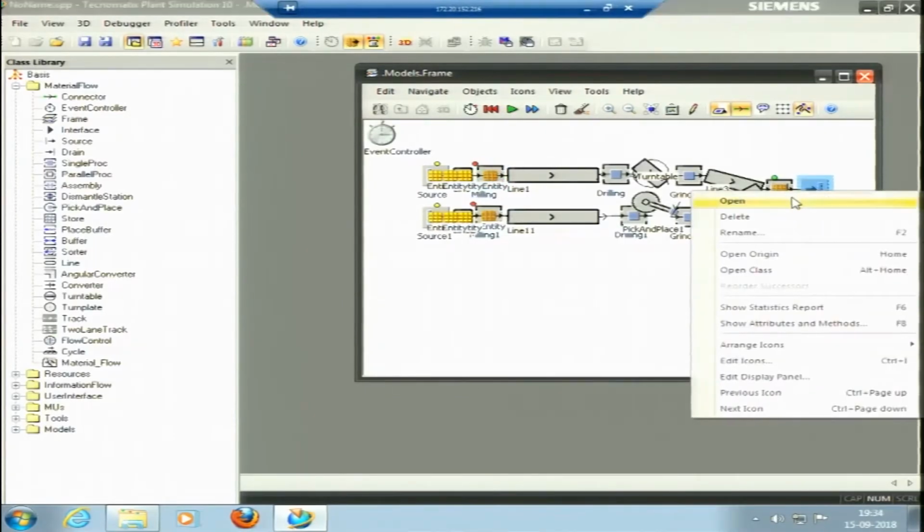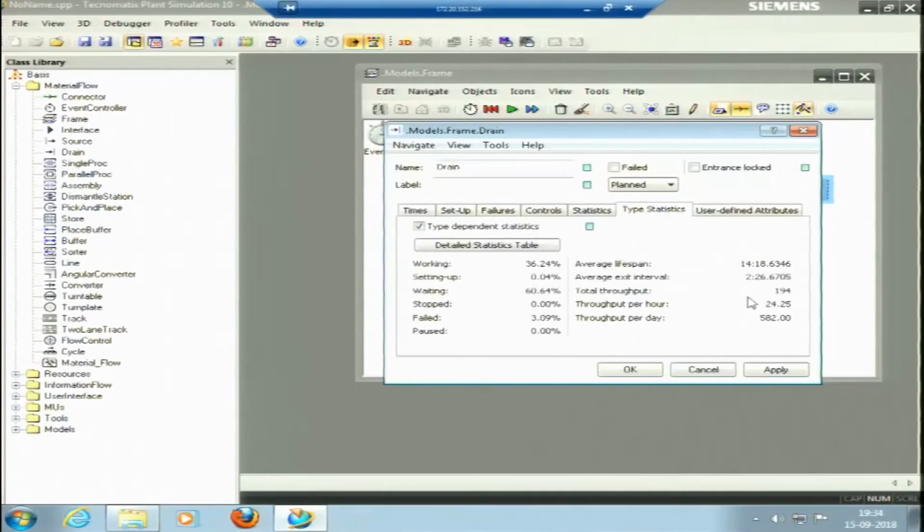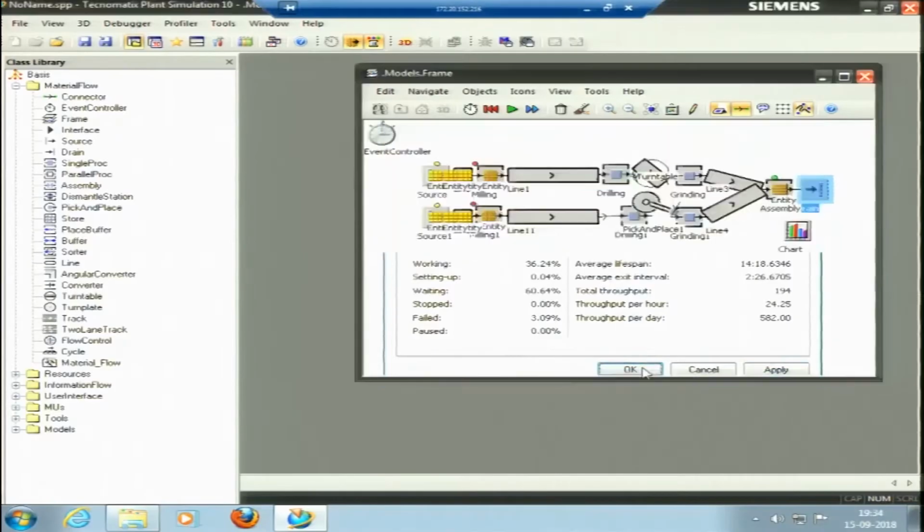Only in one line I have put some setup time. So the throughput is further reduced here. It was 197 pieces, so it is 194 pieces now, because the setup time is there now, another 1 minute is being taken. So total time taken in the milling process in line 1 is 3 minutes now.